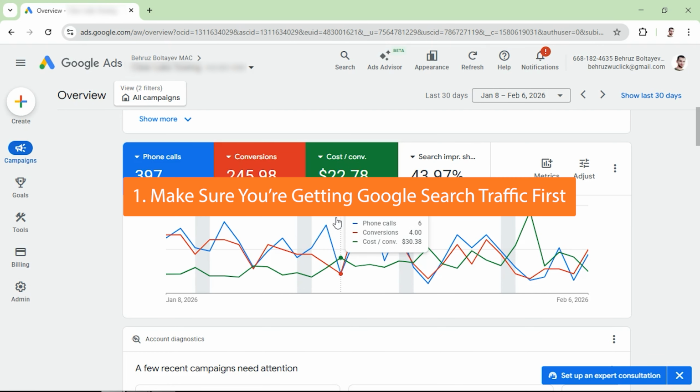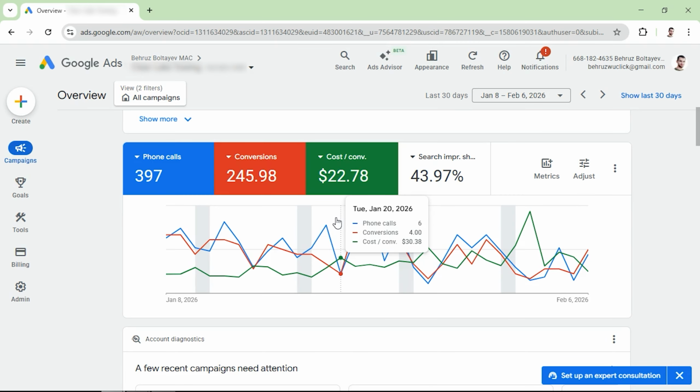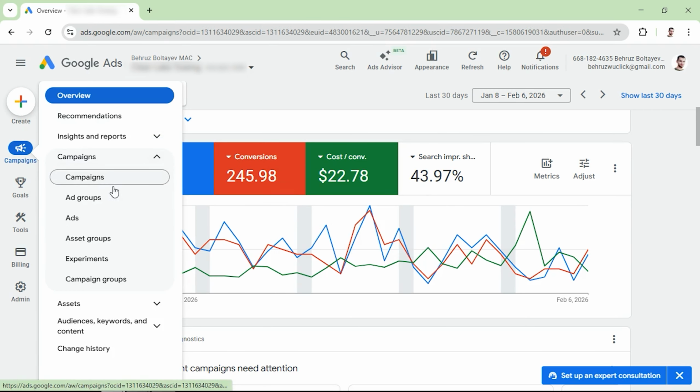So let's start. The first thing I would suggest is, before saying your campaigns are not working or your Google Ads is not working, make sure that you're getting Google search traffic rather than mixed traffic or traffic from other networks. Make sure that you're getting high intent Google search traffic, and after that you can go through other areas. There can be several ways to identify that, and one of the ways is to go to the campaign section.